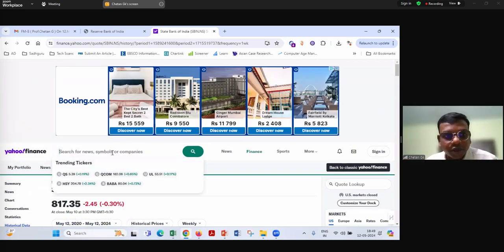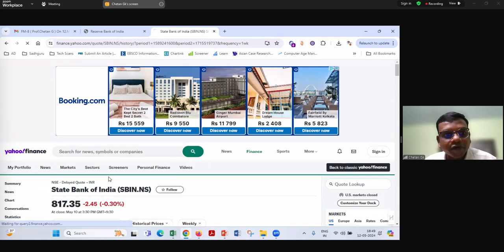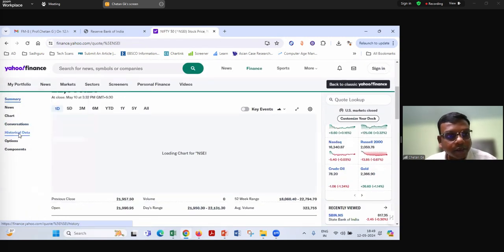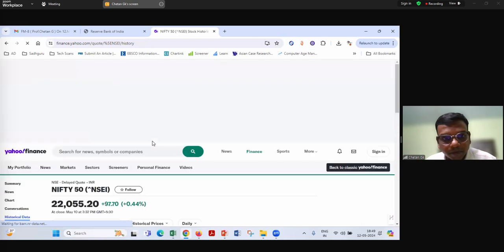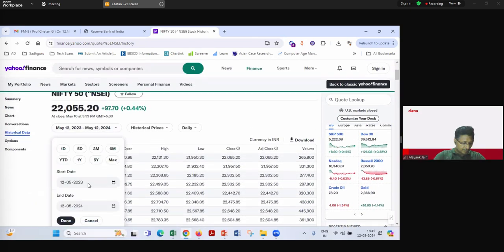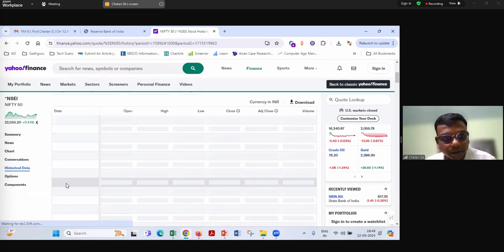So I'll put here Nifty. So this has come up, you can see. You can click on Nifty 50 and click on historical data here. Come down. Same, it should not be changed there. So 2020, I'll take it up. I'll click on done.